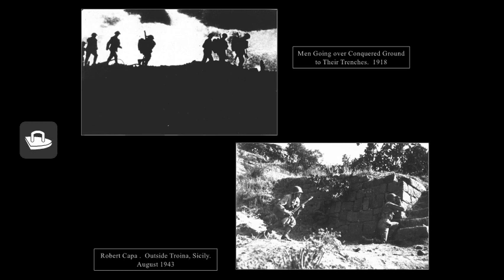Notice the difference in style between the World War I photograph in the top left and Kappa's World War II photograph in the bottom right. With his more lightweight camera and faster film, Kappa was able to move with the soldiers, getting close to the action and getting shots of events in motion, which was really not very possible during World War I. The cameras were much too bulky to make this possible.